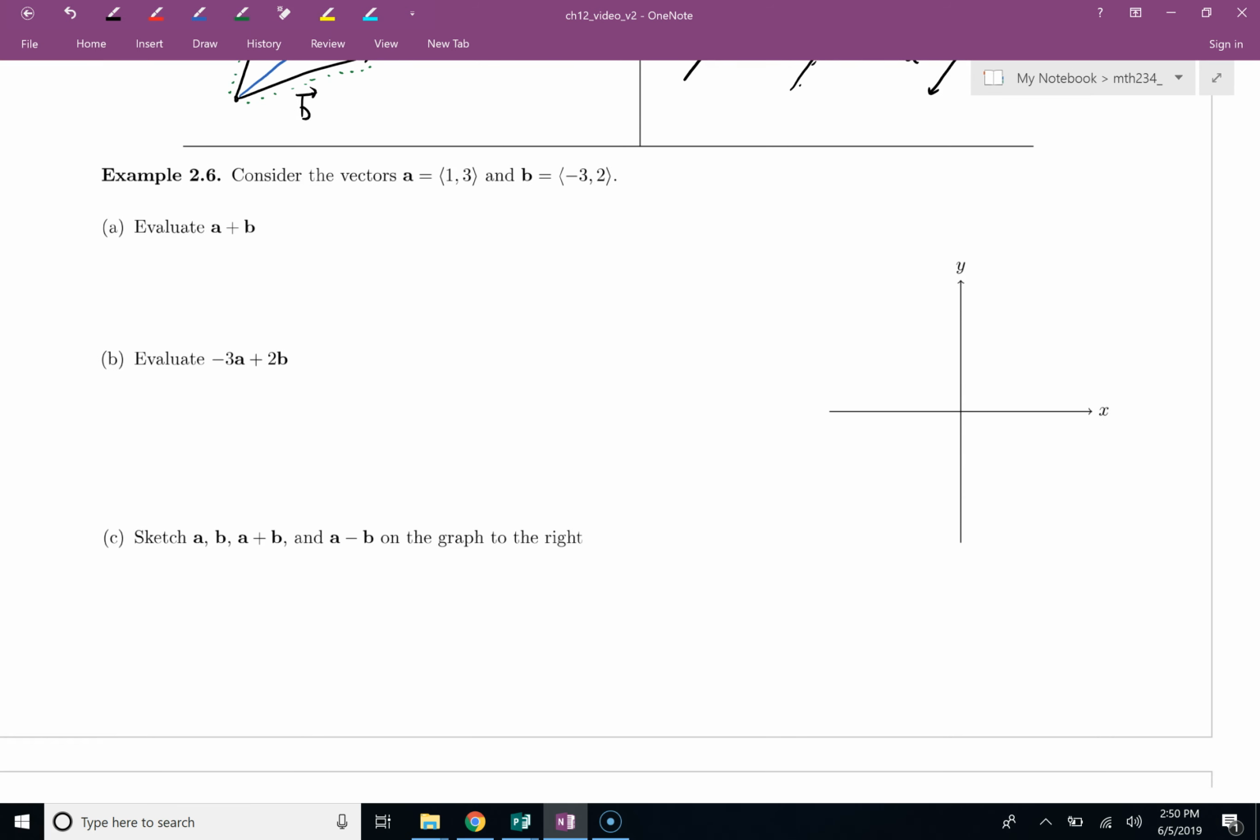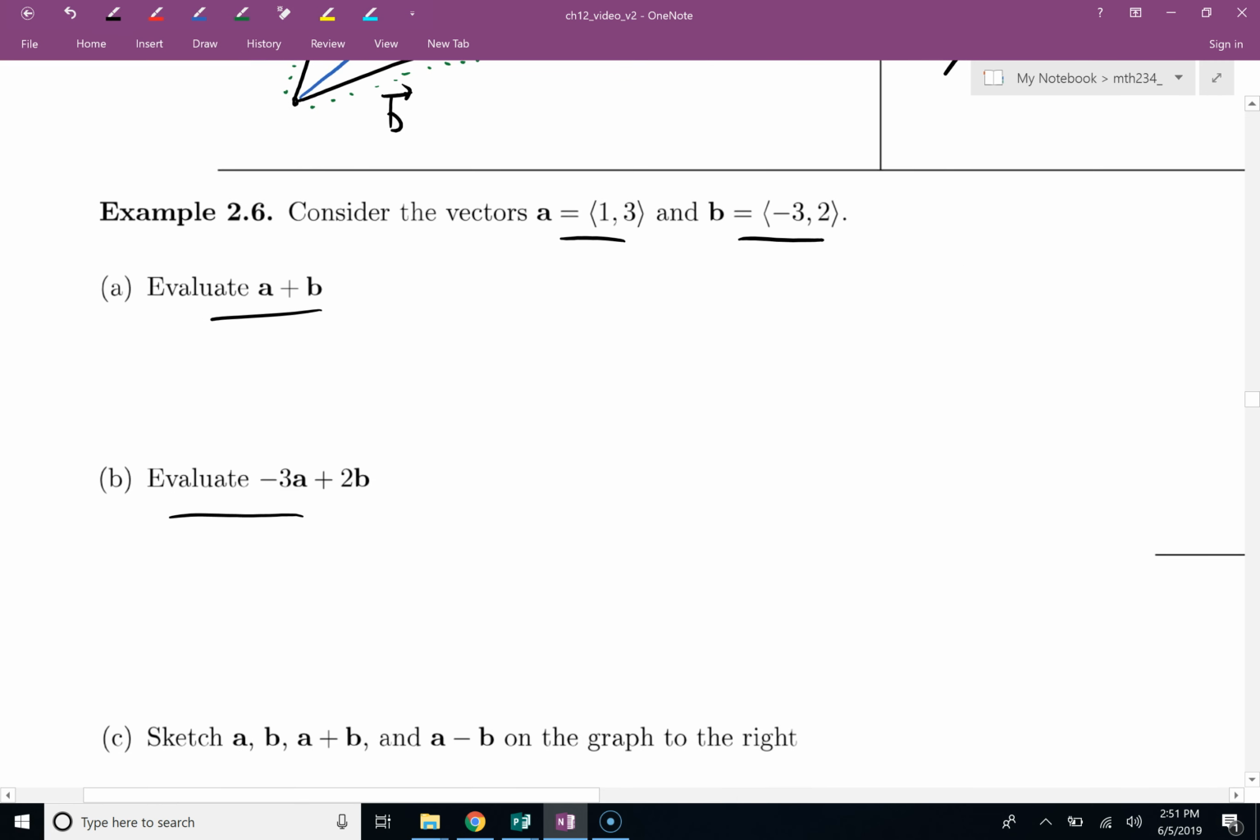So here's an example. I have vectors A and B, and I'm going to be drawing these eventually, so I think it's nice to start off in just 2 dimensions. First we'd like to evaluate a few things, and then we're going to sketch. The first thing is that I'd like to evaluate A plus B. So let's write this down. A is 1, 3. B is negative 3, 2.